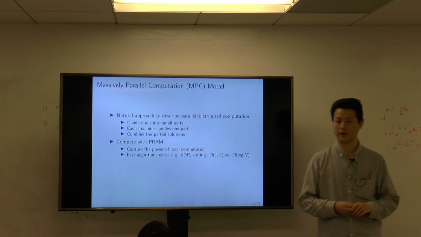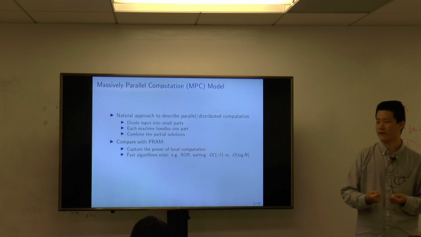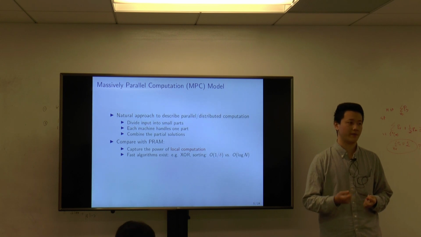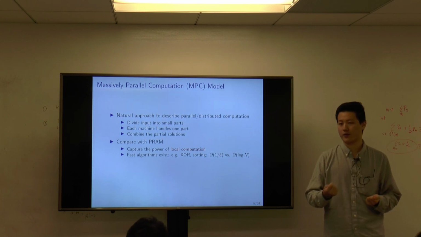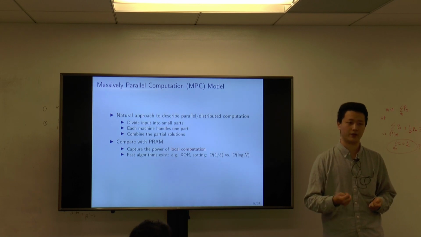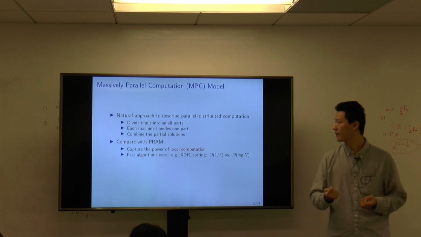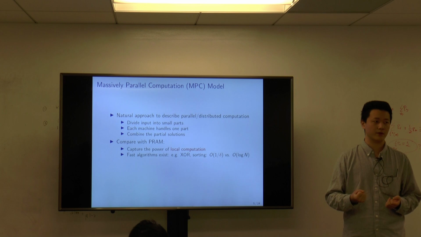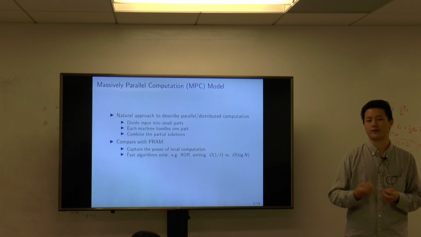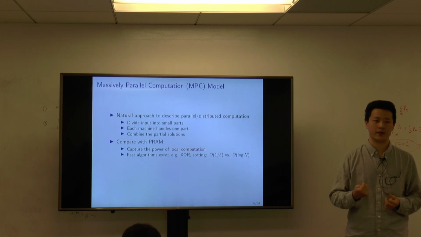For example, for the XOR, you have an n-bit string, and you want to compute the XOR of these n bits. In the PRAM model, you need log n rounds. The best algorithm is log n rounds, and the lower bound is also log n. But in the MPC model, you can do it in a constant number of rounds. Another example is sorting. For sorting in the PRAM model, the best algorithm is also log n rounds, and the lower bound is also log n. But for the MPC model, sorting can be done in a constant number of rounds.